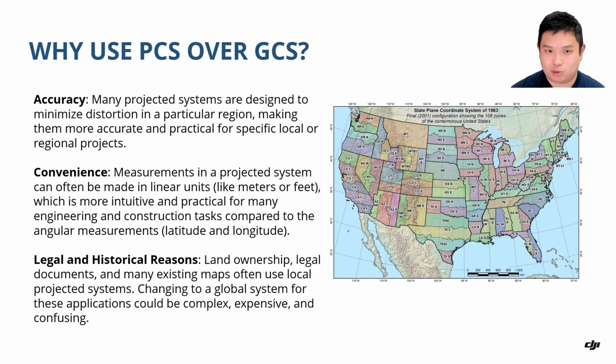However, with GCS, the geographic coordinate system, everything is in degrees. Thirdly, there are legal and historical reasons. You may have differences in land ownership, and legal documents and many existing maps having conflicts, for example. That's why certain regions prefer to use projection over the geographic coordinate system.